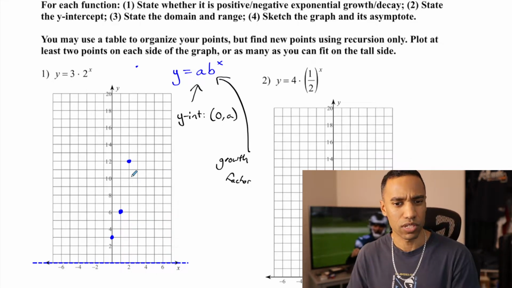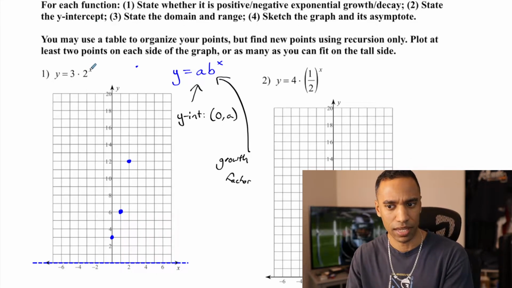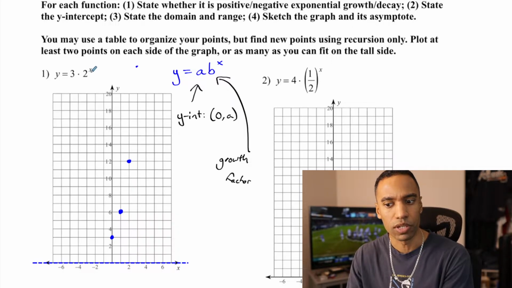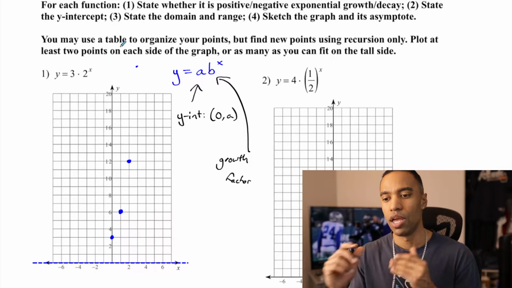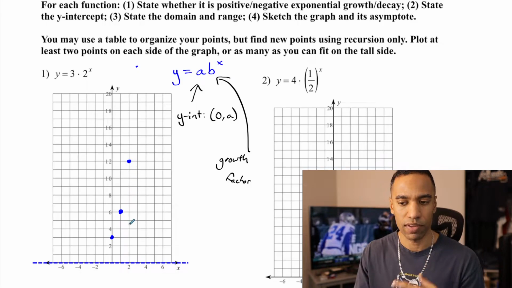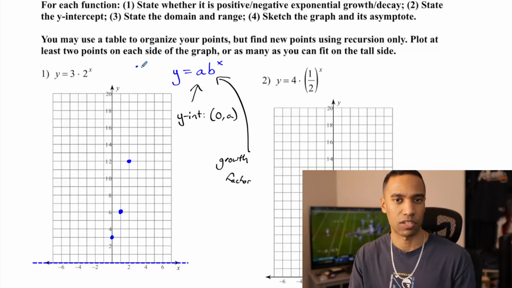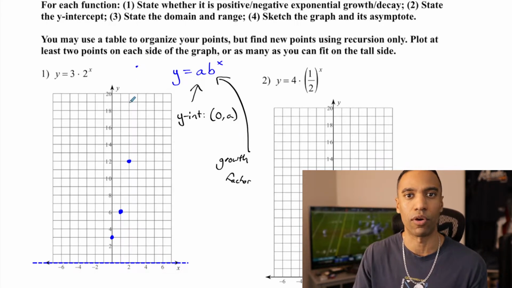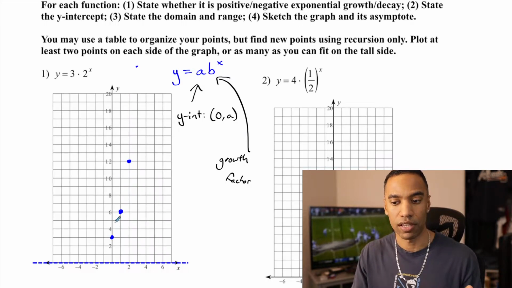You can tell I didn't use a table. I'm not actually plugging in. You never heard me say 2 cubed is 8 and 3 times 8 is 24. I'm recursively taking the previous y value and doubling it to get the next one. And I think that's really kind of the fastest way of going about it. Now I still have things on the left to do.